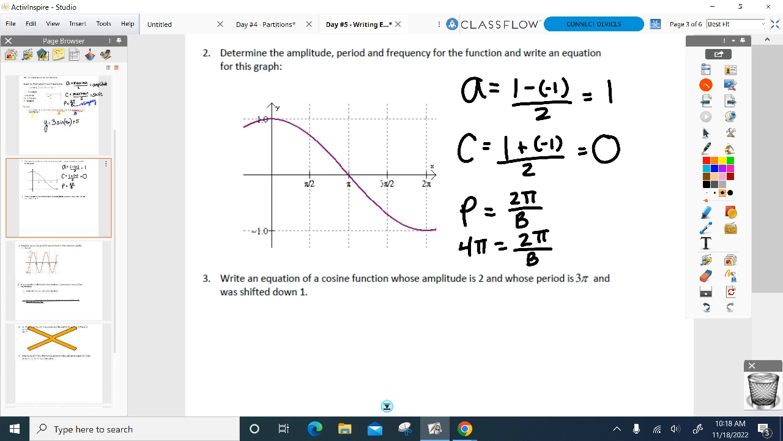Some of you guys may have done this on the quiz yesterday, I hope. How do you solve this for B? Yeah, remember, cross multiply that sucker. Put it over 1. Let's cross them up. 4 pi B equals 2 pi. Go ahead, divide both sides by 4 pi.